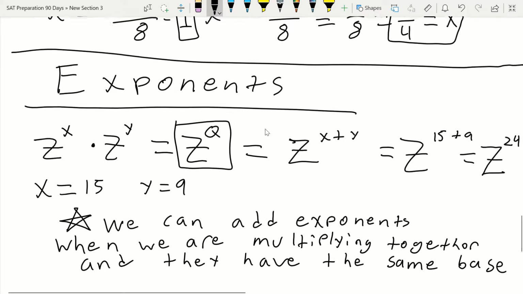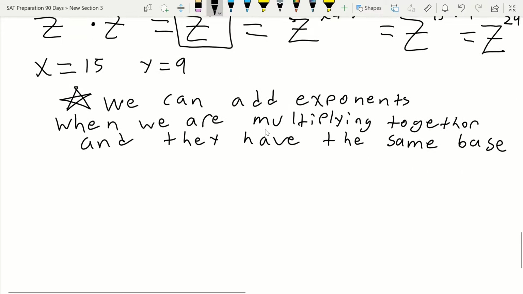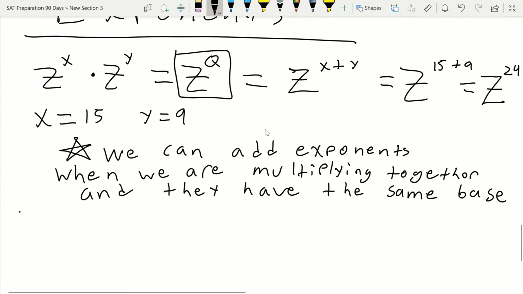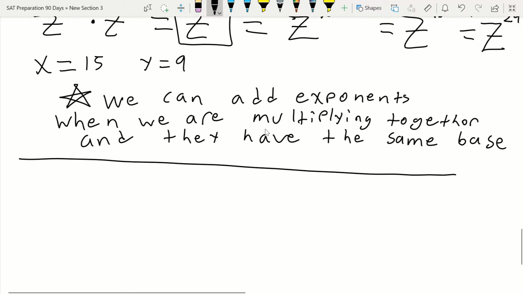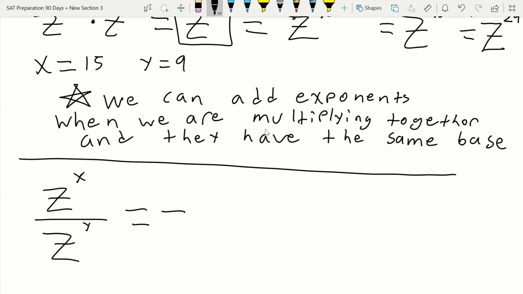So another thing with exponents would be if you have the same base and you are dividing them. So let's say we have exponents that are being divided. Let's go ahead and use z again. Let's say we have z to the x once again, and we have that over z to the y. And let's say once again we are asked for z to the q. We'll say that x is 17. We will say that y is 13.